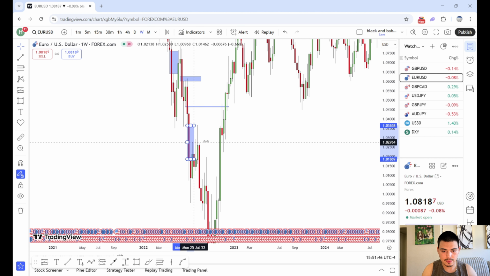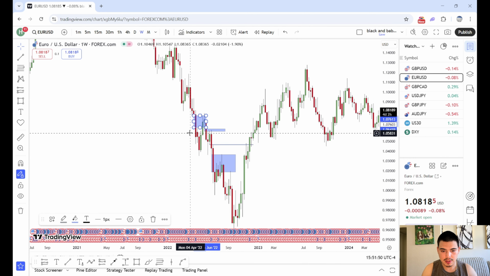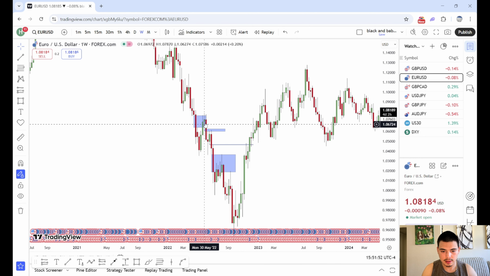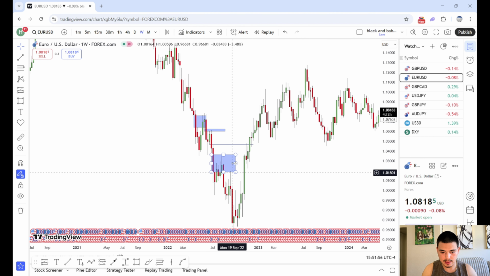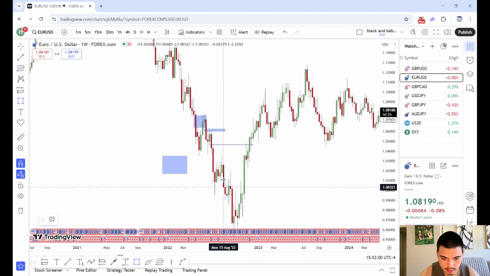You also have this fair value gap right here. And you can see how price has tapped into this fair value gap right here, respected it, moved away. Price tapped into this one, respected it, moved away. Look at it, creates another fair value gap right here. Boom, boom.